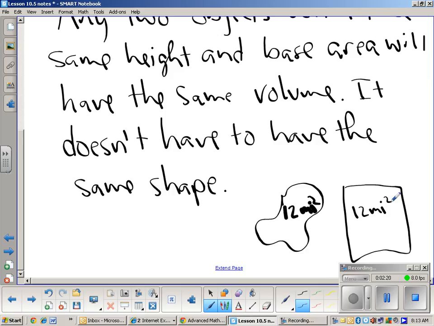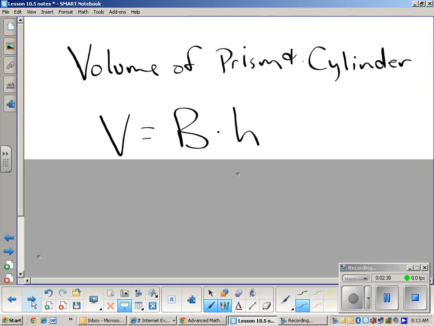I really picked some poor units there. That 12 square mile base area for a pool would be pretty big. You might call it a gigantic lake. Anyway, they'd have the same volume. Okay? So if we move on, we'll use this concept to find the volume formula for a prism and a cylinder.